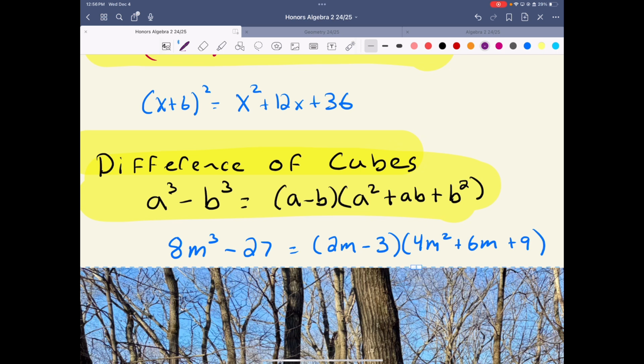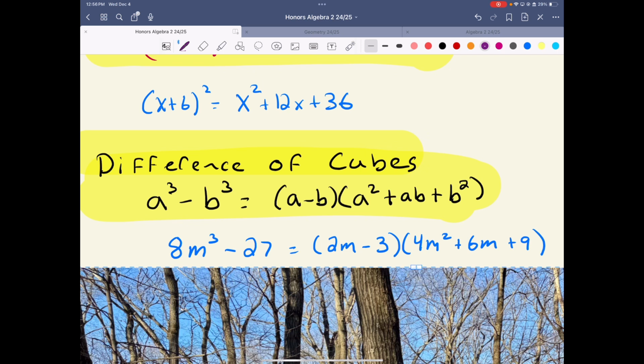Okay. And you can kind of check these, at least the first part of them, to make sure that you're in the right space. You take 2m times 4m squared. That gives us our 8m cubed. Negative 3 times 9 is negative 27. So it looks like I have the plus and minus signs in the right spots. And that becomes the biggest part of this, making sure that you get the pluses and the minuses in the right spot. Just keep in mind that we've got a minus 27, so when I multiply these last terms together, they have to be negative 27. A negative times a positive is going to give us a negative. Okay? So that's the difference of cubes.